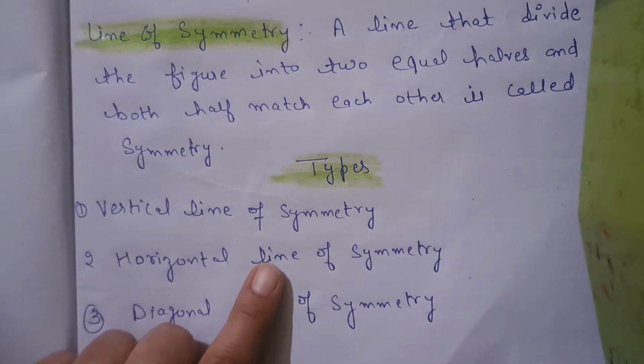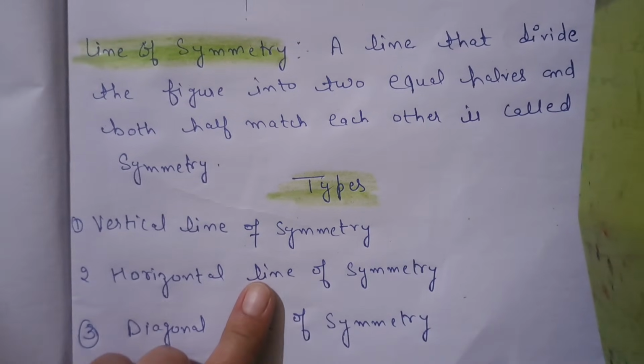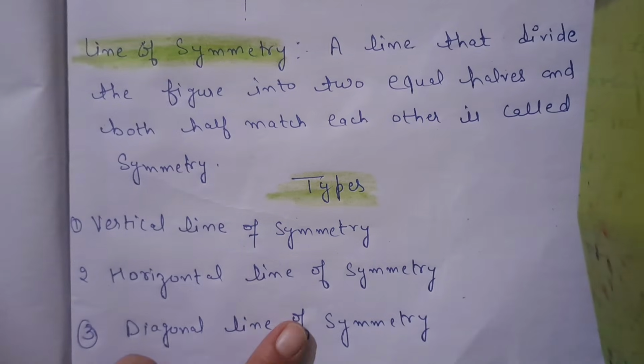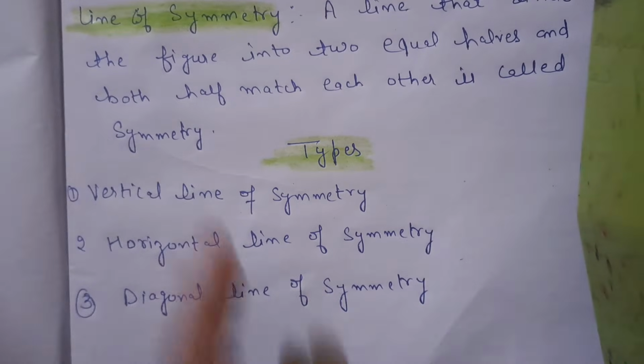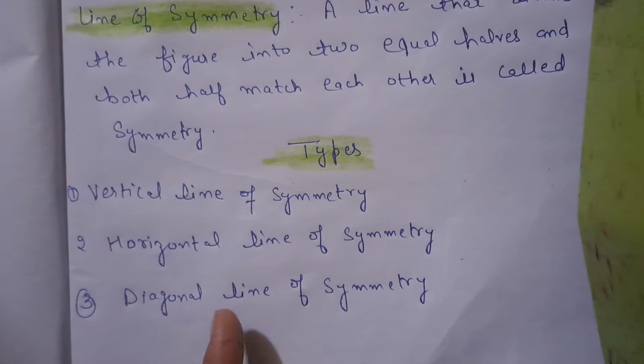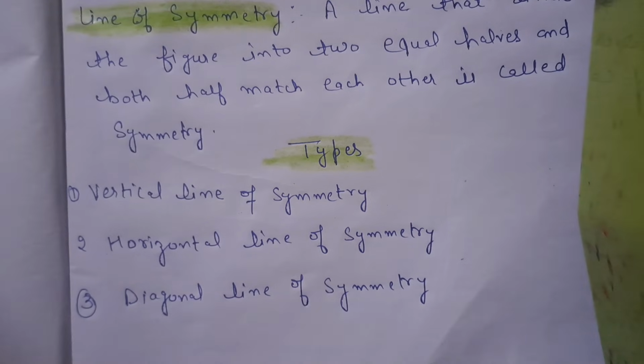Or horizontal line, what is a horizontal line? A horizontal line that divides the figure into two equal halves and both the halves exactly match each other is called a horizontal line. And what is a diagonal line? A diagonal line that divides the figure into two equal halves and both the halves are same size and same shape, that line is called diagonal line of symmetry.